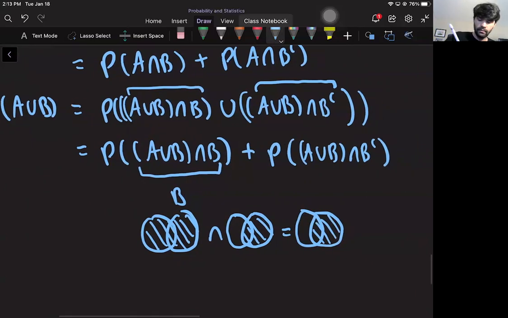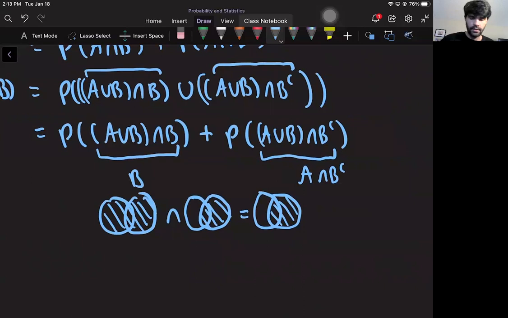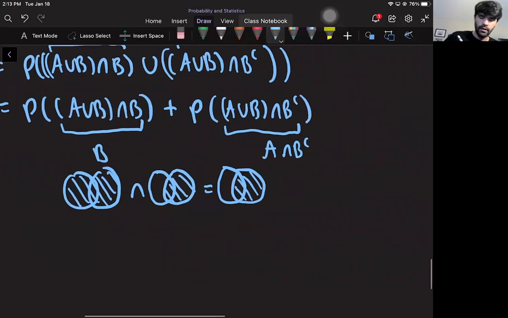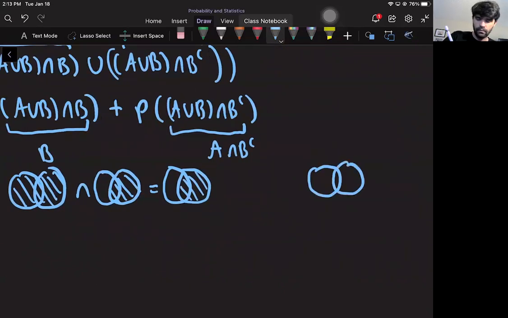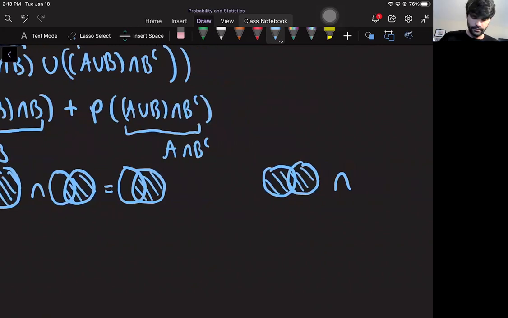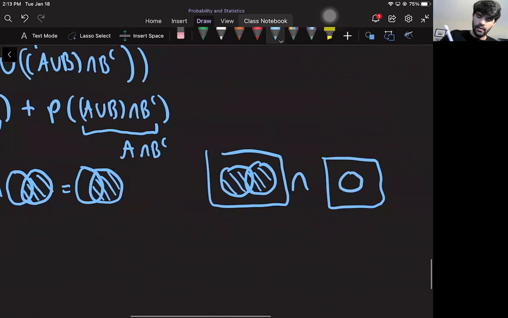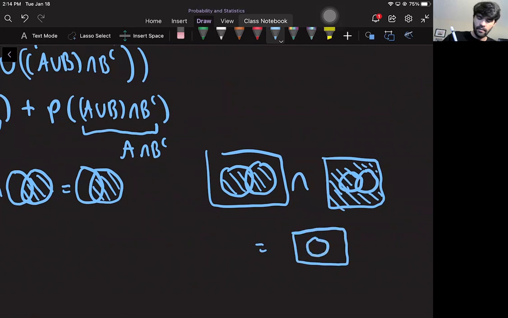And then this one is actually just A intersect B complement. So why is that? Let's see. Now I'm doing A union B, and then I'm intersecting it with everything not in B. So I guess I need the rectangle since I'm doing a complement. So everything not in B would be like all this stuff. So what's that going to be? That's just going to be stuff that's in A, but not in B, aka this stuff here.